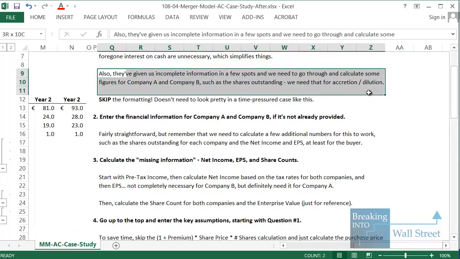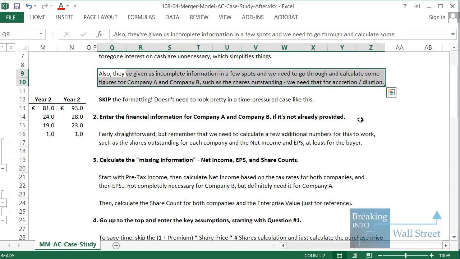Also, as I mentioned before, they've given us some incomplete information, so we're going to have to go through and calculate some of those figures for company A and company B. Like the shares outstanding, we don't have that. We're going to need it for accretion dilution. We are going to need net income at the very minimum for company A, so we're going to need some of that additional information. And so these are the things you want to be thinking about as you read the instructions like this.